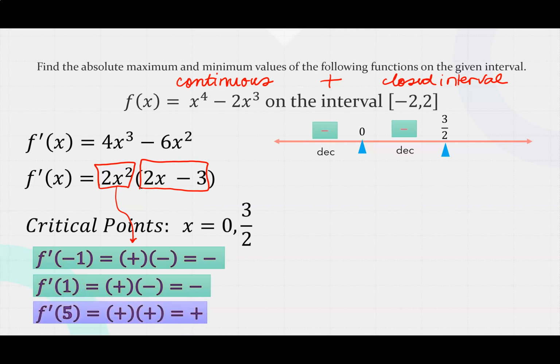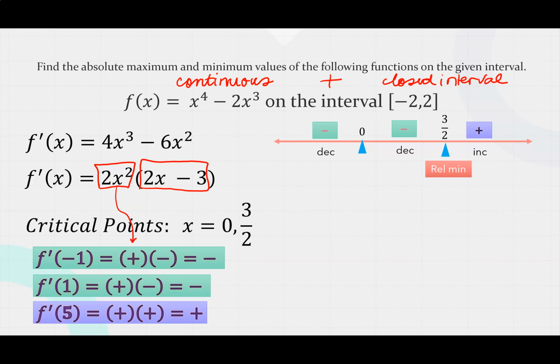Then let's pick a number to the right, say 5, way out there. The first factor is positive. The second factor, 5 times 2 is 10 minus 5, is positive. So the product is positive. Our function is increasing on the right of 3 over 2. So we have a relative minimum at 3 over 2.